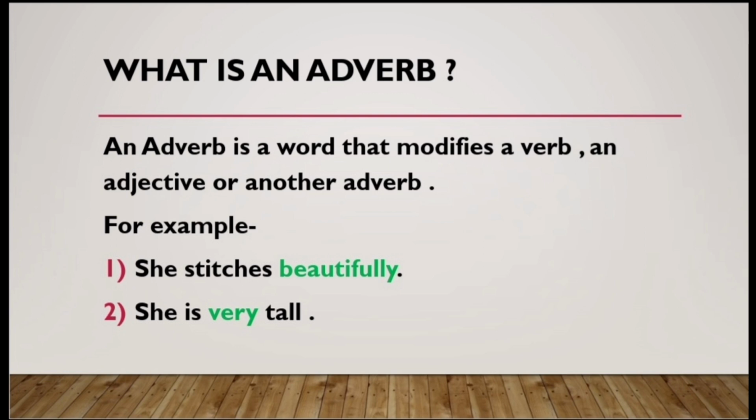She is very tall. Here tall tells us what she is like, but very tells us how tall she is. So very tells us more about tall, which is an adjective. Therefore very is an adverb because it is telling us something about the adjective tall. So I hope you understood what an adverb is.